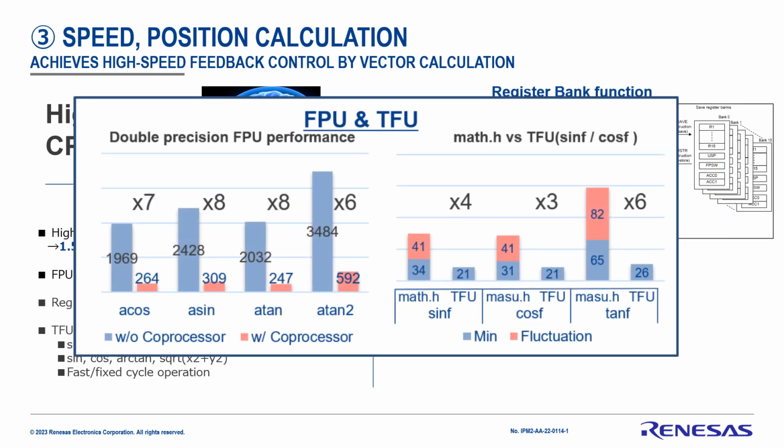Both floating point and trigonometric operators are hardware supported. The performance is significantly improved by up to 8 times for floating point operations and up to 6 times for trigonometric operations. This dramatically shortens processing time for time-consuming operations such as vector control and accelerates the overall operation of the application.